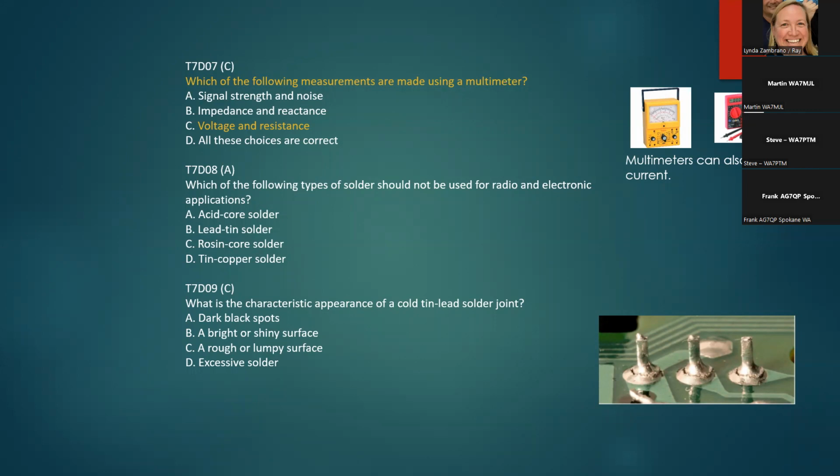Okay. Anyway, but voltage and resistance are the answers to question D7.